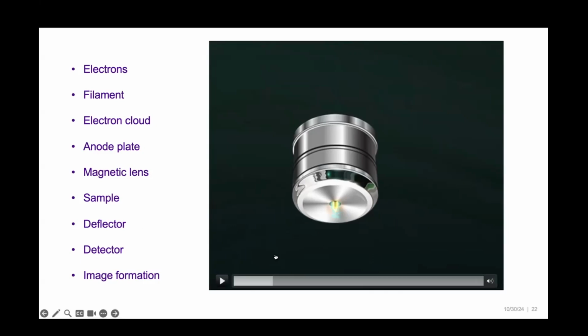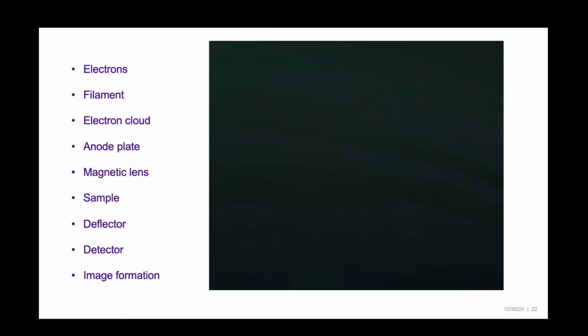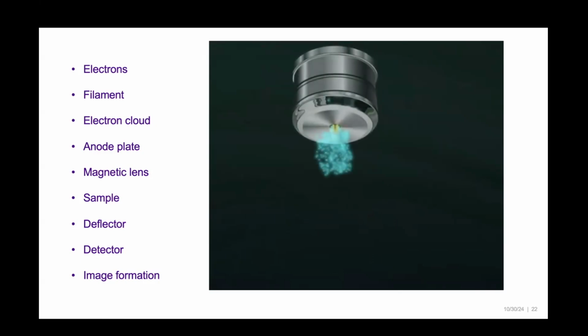Now the electron cloud can escape, so you have to prevent it from escaping. So what do you need? You need something opposite. Electrons are negatively charged, right? So you need a positively charged something that is called anode plate. And this cloud can then be pulled and directed. This is exactly what happens when you switch on the higher voltage. And this is then directed towards your sample.